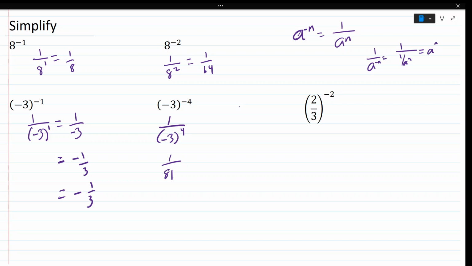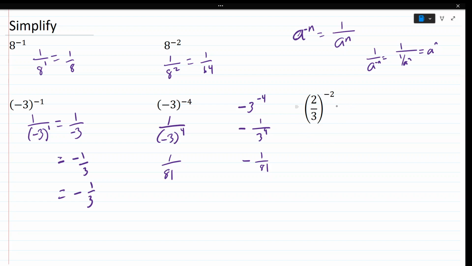Now, just to note, that's different than if you had negative 3 to the negative 4 written this way without the parentheses, because when it's written this way, the negative 4 is only on the 3, not on the negative. So this would be negative 1 over 3 to the fourth, which would be negative 1 over 81. So keep in mind, if it's on the parentheses, then everything is being raised to that exponent. If there is no parentheses, it's just whatever is directly under it that is being raised to that exponent.